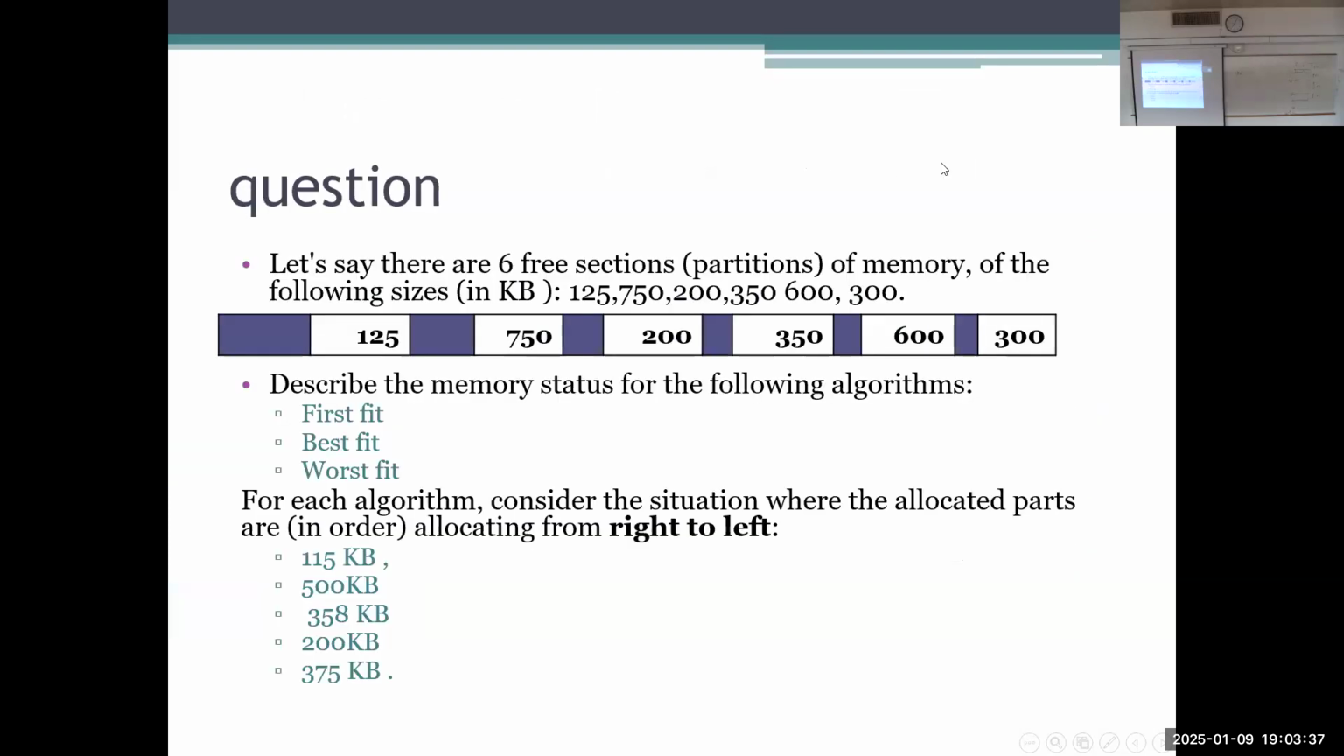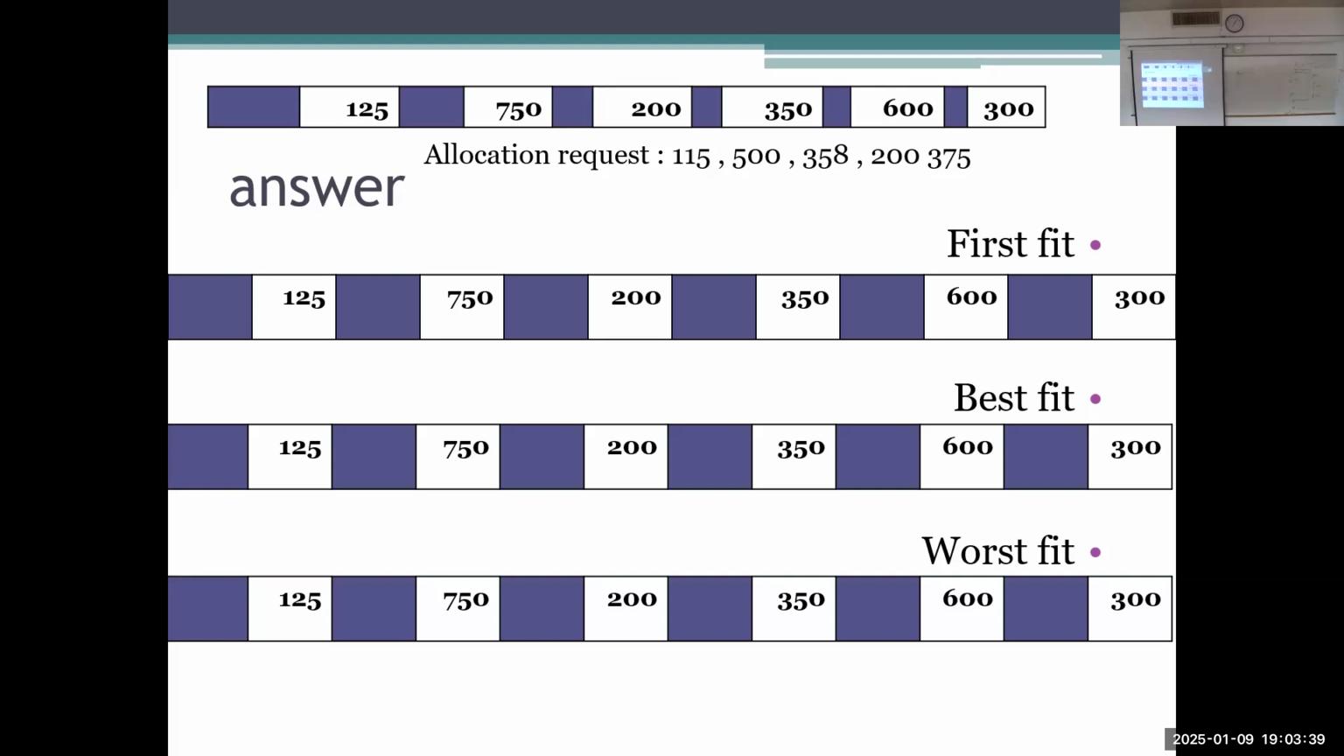Which one? Wait, no, this one's left to right. This time it's left to right. Now comes all the allocation requests. Why are these numbers different? These are left to right, I think. Oh, yeah, they are different, because this is the situation and these are the requests. So 115, now they're left to right.